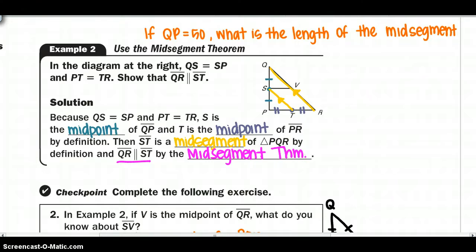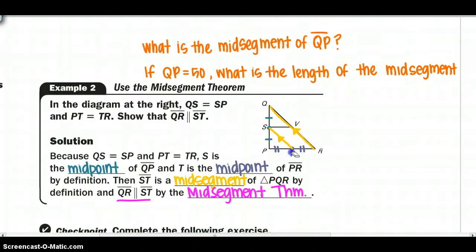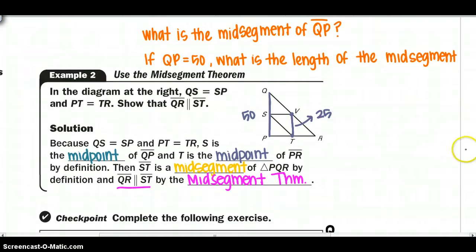Or 5.1. All right, just a little quick review. If I'm looking at PQ or QP, what is the mid-segment opposite of PQ? Well, if I connect the two midpoints, I know that VT is now the mid-segment. And if QP is 50, half of that would be VT, so that would be 25. All right, go ahead and stop the video and do checkpoint number 2.